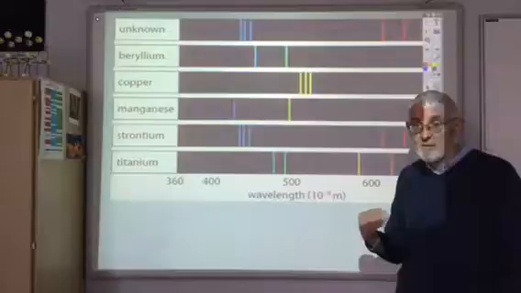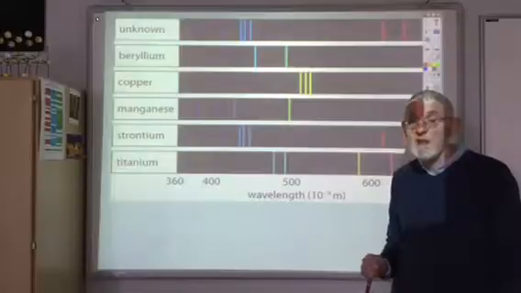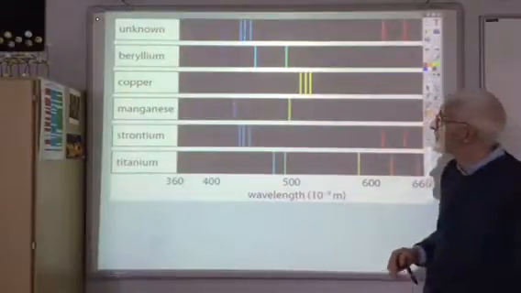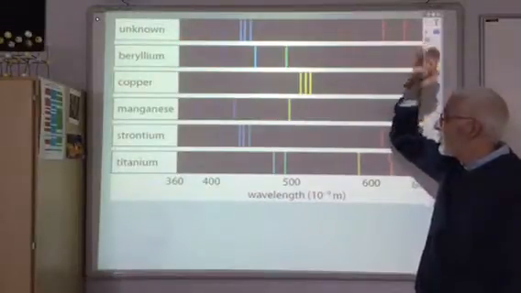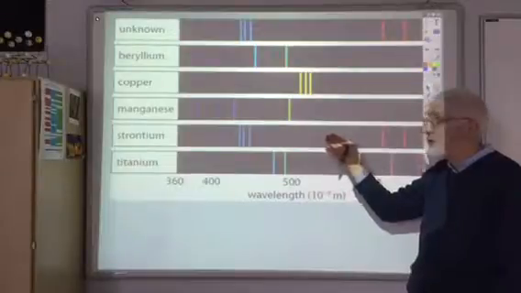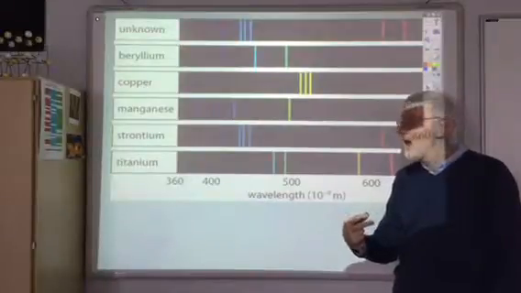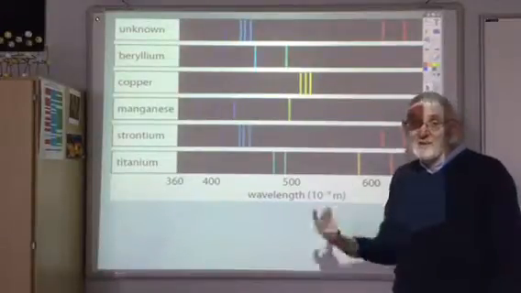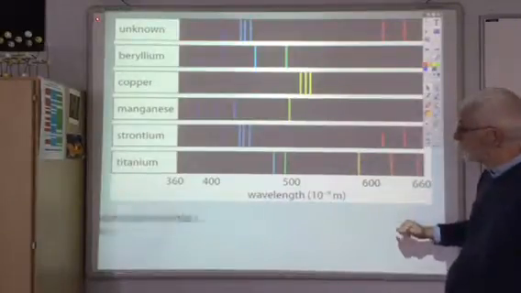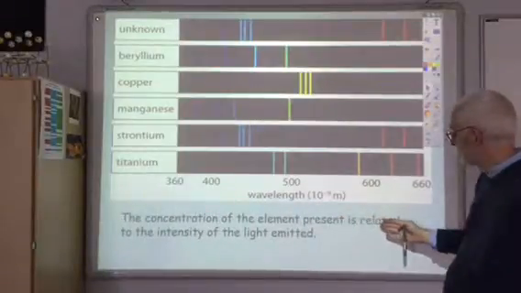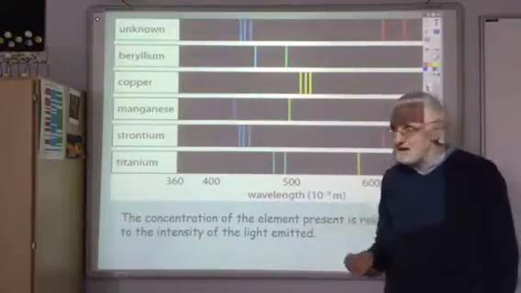We can use it to identify the presence of elements in a sample, but we can also use it to actually quantify the concentration of the element in the sample by matching the intensity of the light emitted from an unknown sample with samples of known concentration of that element. We can actually match up the concentrations. So the higher the concentration, the more intense the wavelengths of light are going to be. Okay, so the concentration of the elements present is related to the intensity of the light emitted. The higher the concentration, the more intense the light.